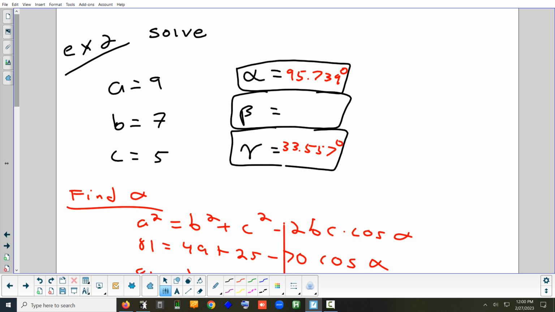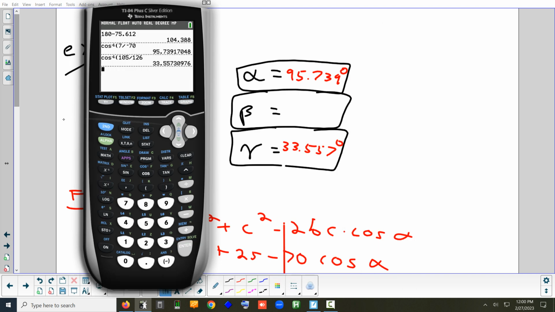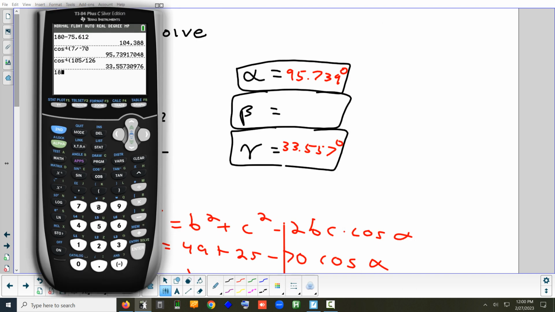There you go. Now, find beta the same way if you want, or if you're really confident that alpha and gamma are right, just add them up and subtract from 180. They're definitely right. All right, now let's just add them up and subtract from 180. So 180 minus 95.739 plus 33.557 gives 50.704.